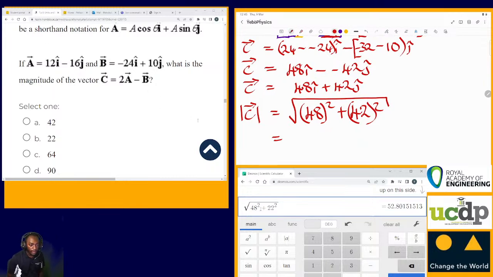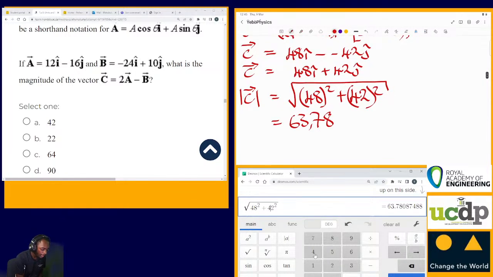So let's correct that. It becomes 42, and we get now 63.78. And looking at our answer, we have got to round it up. That will be 64.